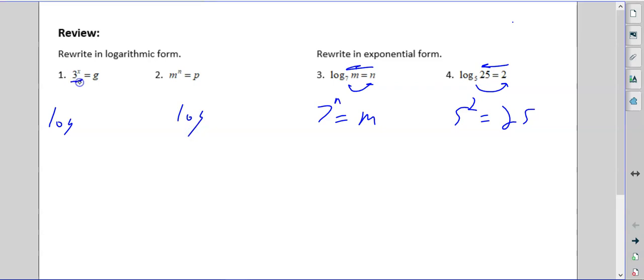And then I start with my base, 3, and I actually do this, 3 to the x equals g. Here's my base, m to the n equals p. Okay? And again, that's just the way my brain has to do it.